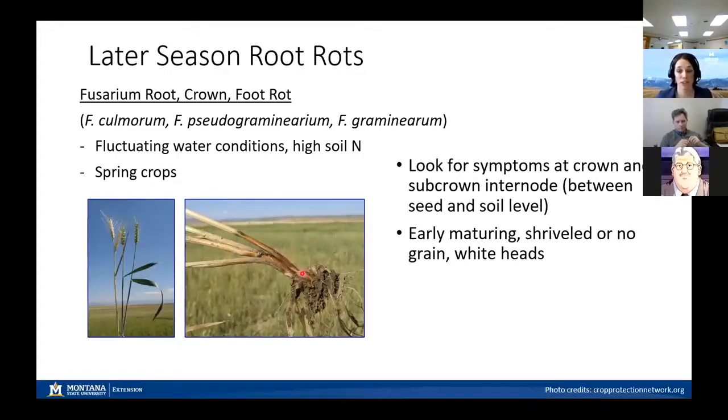And under very moist conditions, you may even observe some pinkish mycelial growth inside the stem or even outside the stem or around the crown tissue, which almost looks like cotton candy. And that is the pathogen growing out.